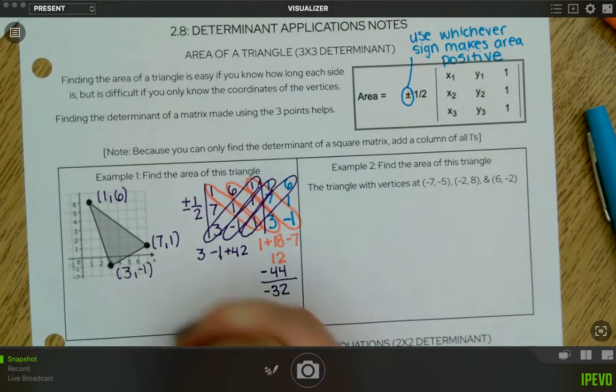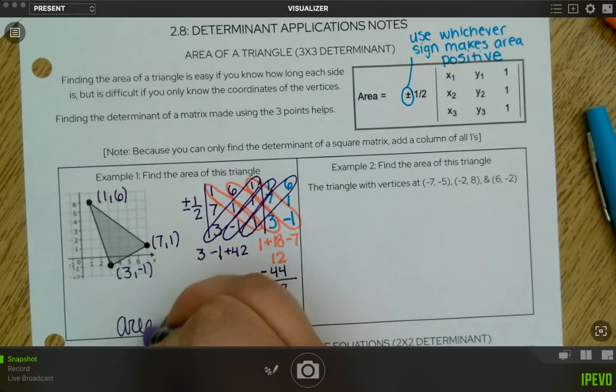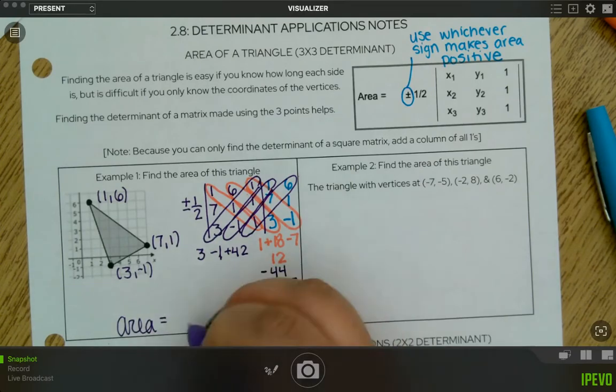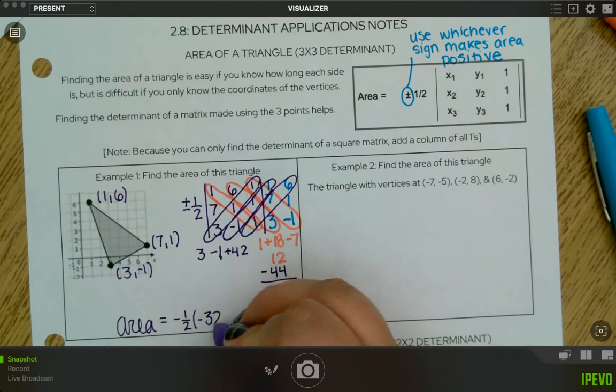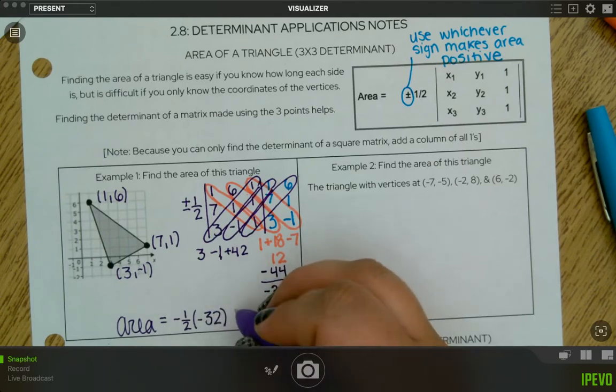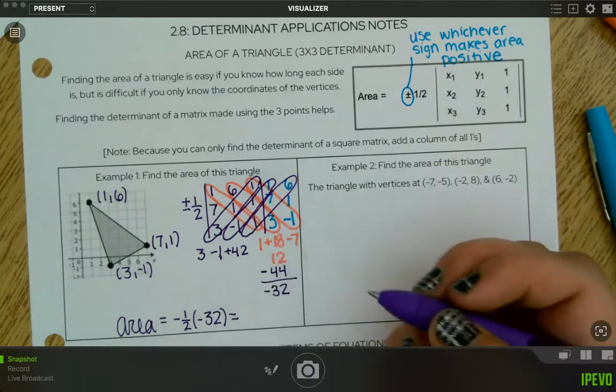So then the area is going to be negative 1/2 times negative 32, which is 16.